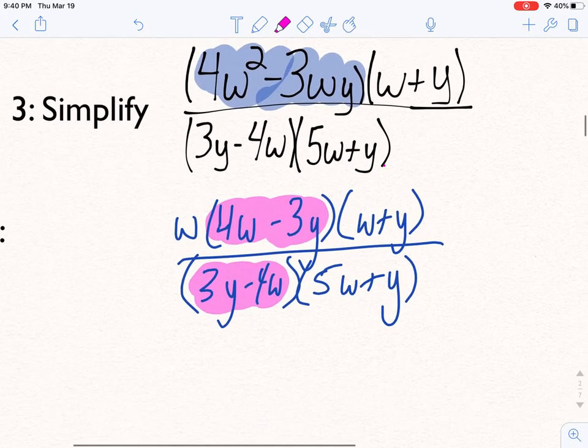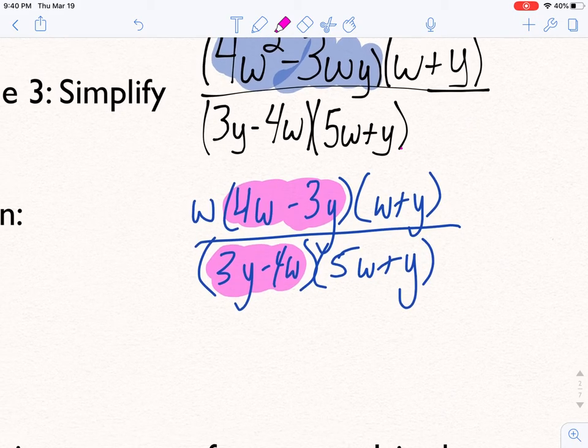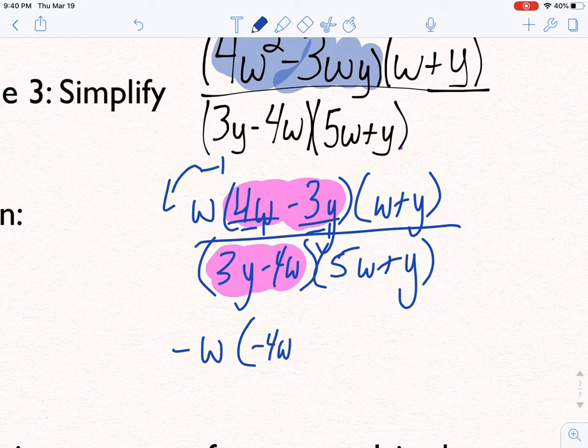Well, hopefully you're saying to yourself, if I pull out a negative 1 of the top part, that's going to, first off, pull the negative out, so I have negative w now, just pulling that in front. And if I pull out a negative 1 of 4w, that's like dividing both of these by negative 1. So my 4w becomes negative 4w, my negative 3y becomes positive 3y, and my other parentheses do not change.